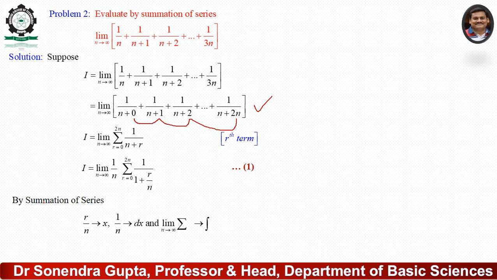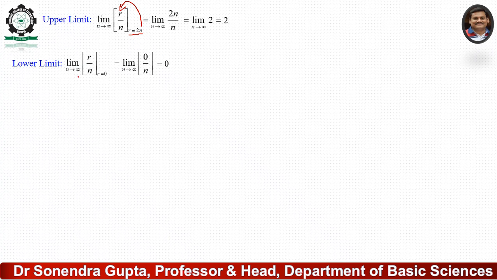Again by the summation of series, r upon n is replaced by x, 1 upon n is replaced by dx, and as limit n tends to infinity, summation is replaced by integration. Now again we find the lower and upper limits. The upper limit is limit n tends to infinity of r upon n, where r equal to 2n in the summation form. Now we can put r equal to 2n in this way, that means the limit is 2. And the lower limit, n tends to infinity, r upon n with r equal to 0, that means 0 upon n equal to 0.